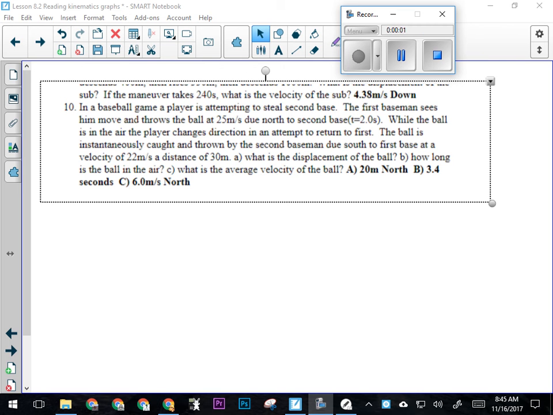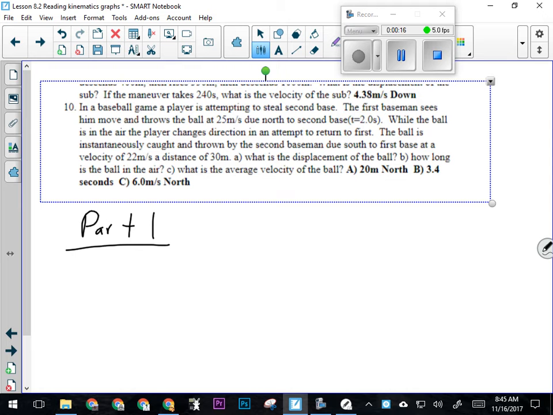Okay, so we have a baseball player who's going to steal second base. The first baseman sees him move and throws the ball at 25 meters per second due north to second base. This is obviously a multi-part question. In part one, we know that the velocity, V with the arrow over top, is 25 meters per second north, and that takes 2 seconds to get there.